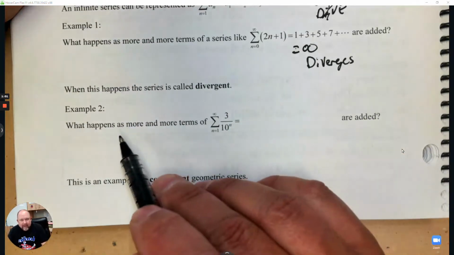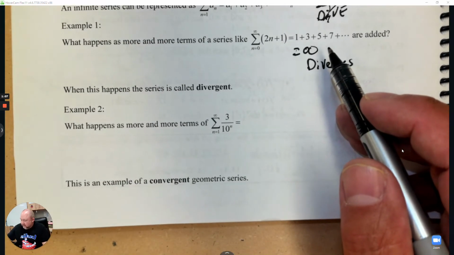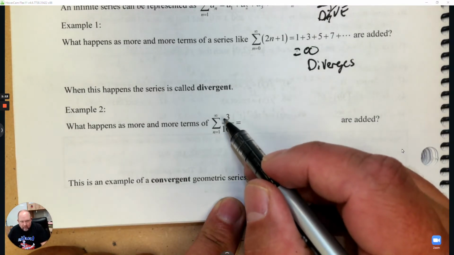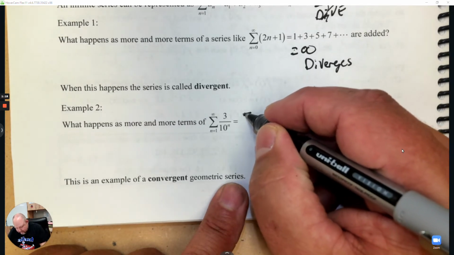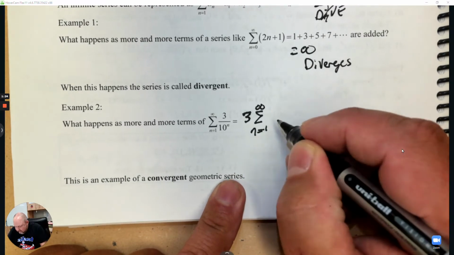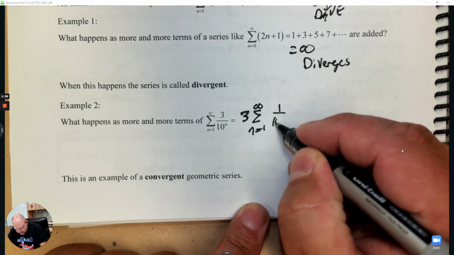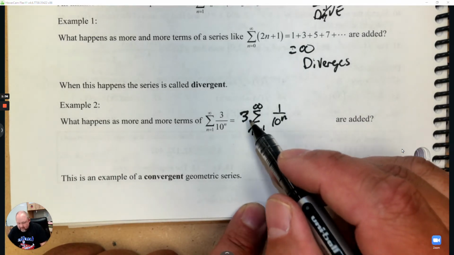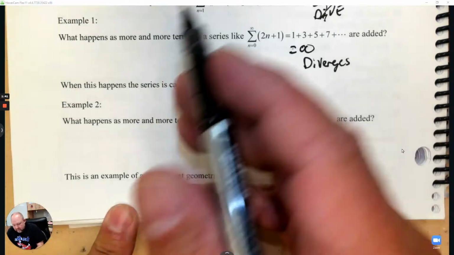In example 2, what happens as more and more terms of this are added on? If you think of the second one, what I want you to recognize is that the bottom is more powerful than the top, in that we can rewrite it this way. That 3 can be written in front. Now, if this is a sequence, it would converge to 0. All right, so let's try it a little differently then.